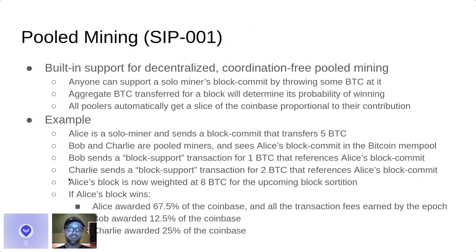So now Alice's block has an aggregate 8 Bitcoin weight in the upcoming block sortition. So if Alice, Bob, and Charlie's transactions all get mined in the same block and processed in the same sortition, which is what normally happens, then if Alice's block wins, Alice will get awarded 62.5% of the Coinbase, or 5/8 of it, since she contributed 5 of the 8 total Bitcoins. And she also gets all the transaction fees for her epoch. And Bob will get 12.5% of the Coinbase for his 1 Bitcoin contribution, and Charlie will get 25% of the Coinbase for his 2 Bitcoin contribution.